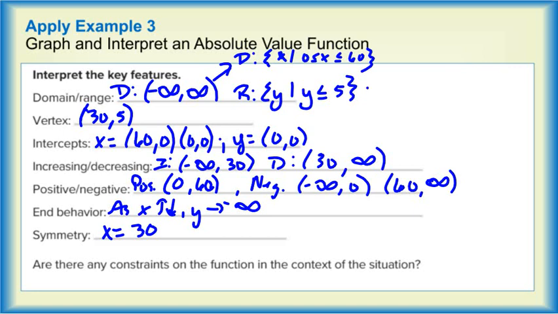And if we were to do our range a little bit better, the constraints, we would really say it's between 0 and 5. I use brackets because it can equal 0, and it can have 5. It can't be anything less than 0. When it says y is less than or equal to 5, that would include negative numbers, but with the constraints, you can't have negative distance.